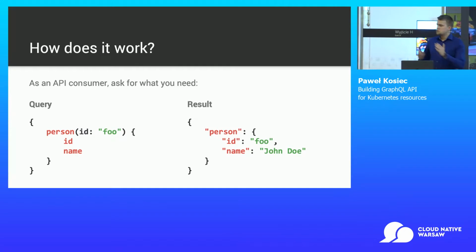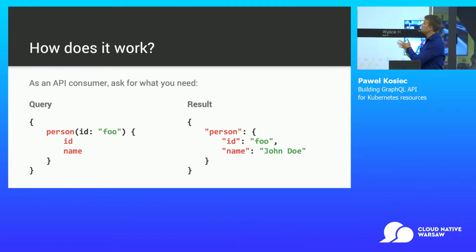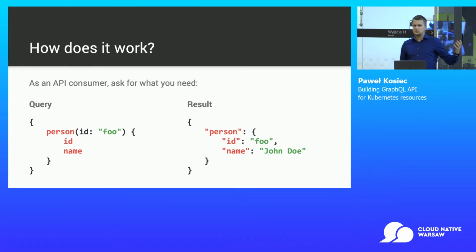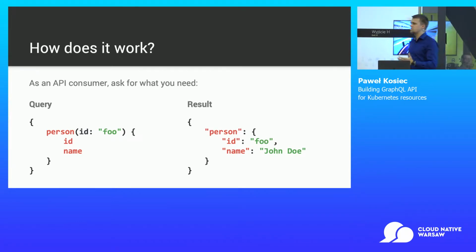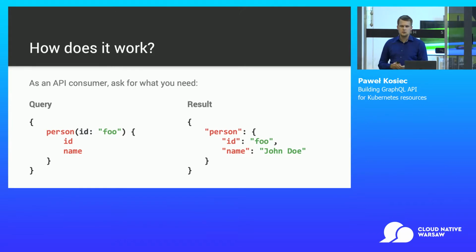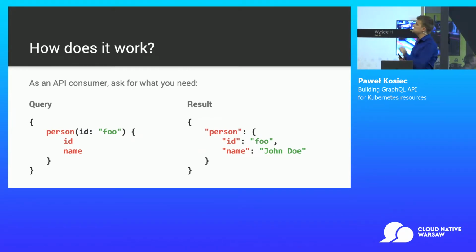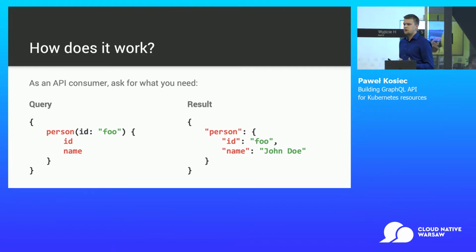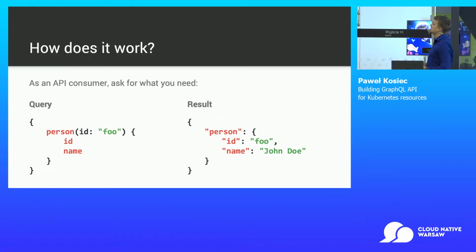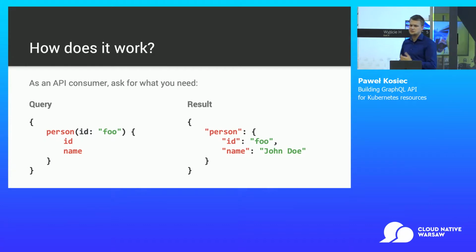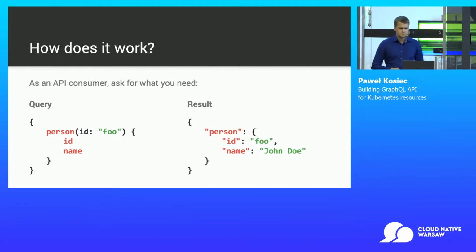And to actually return these pieces of information on the API side, we need to implement functions which are called resolvers. In this case, we have a resolver for person. This is a simple function which actually returns the Person type for a given ID.